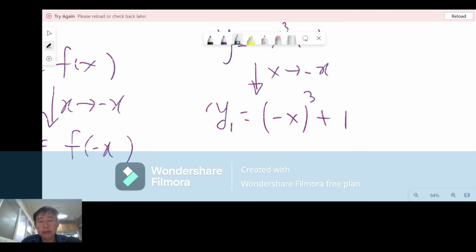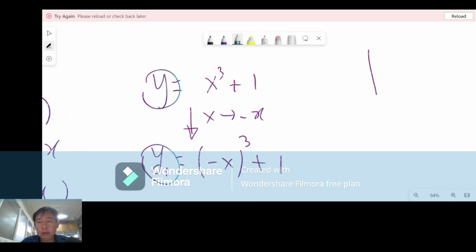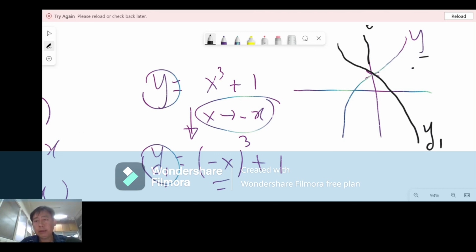Right? So if you plot this graph, you see that y1 is a reflected version of y. So maybe let me try to reproduce the graph of y3 here. I think the y3 would look something like this, if I'm not mistaken. Okay, so when you reflect by replacing x with negative x, this is y, and the y1 would be looking like this. So this is the reflected version of y about the y-axis.